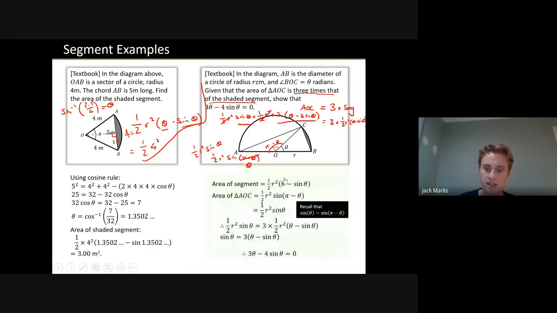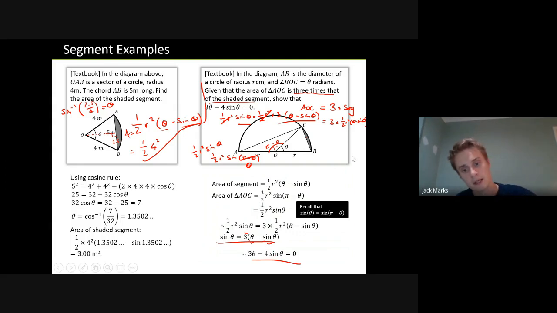So you can actually expand out this bracket on the right-hand side. Why are you allowed to do that? Because it's just a number on the front. So it's just about multiplying each of the terms inside by 3. So sine theta equals 3 theta minus 3 sine theta, rearranged, and there we go. That's a bit of a tricky one, that one there.